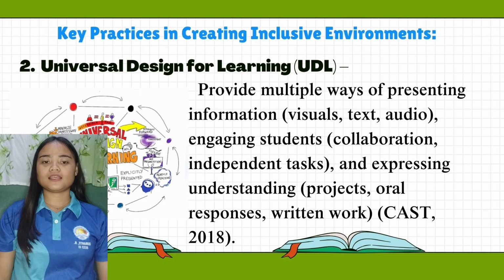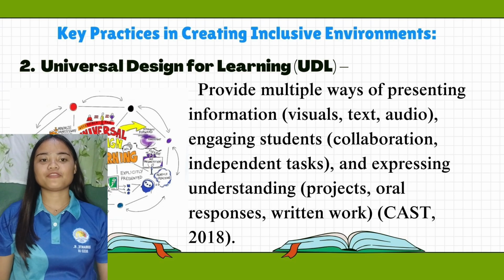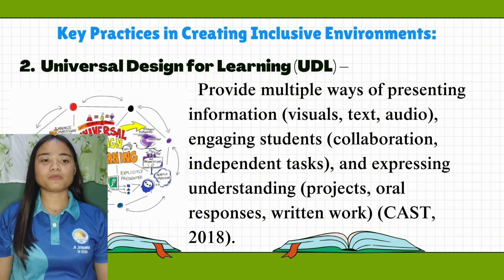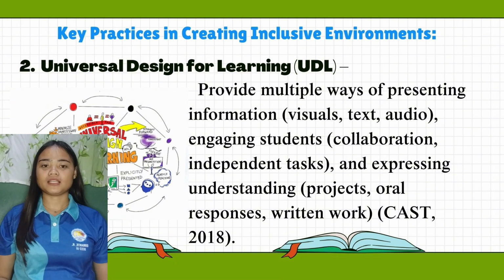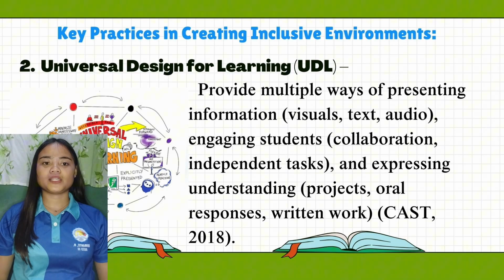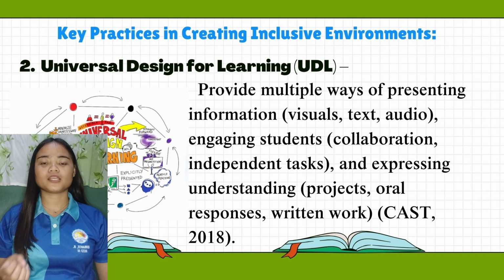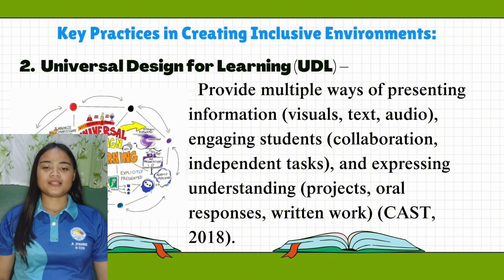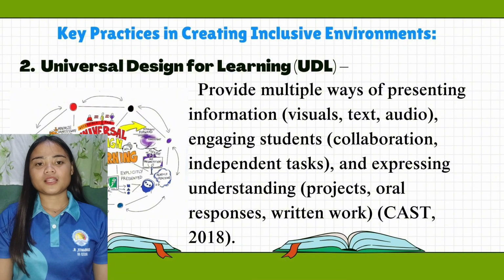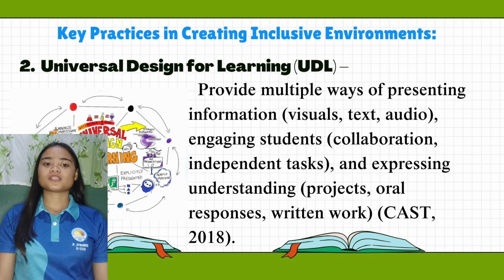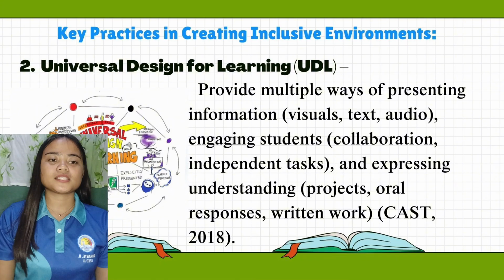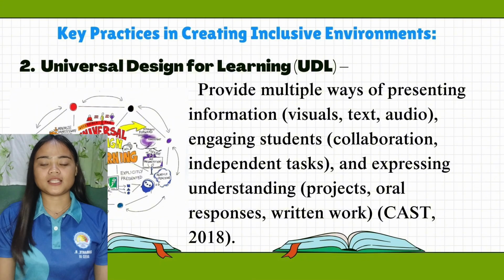So the second is the Universal Design for Learning or UDL. It provides multiple ways of presenting information, for example, visual, text, and audio. For engaging students, we have collaboration and independent tasks. And for expressing understanding, examples are projects, oral responses, and written works. So this is according to CAST 2018.